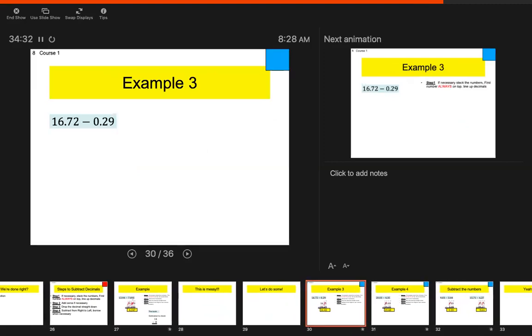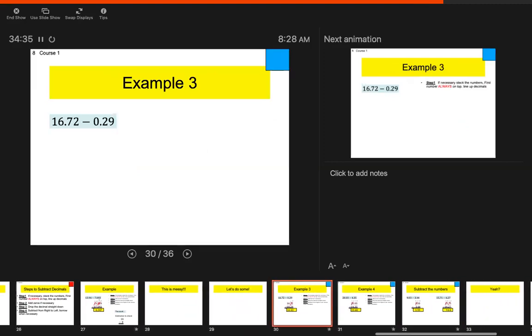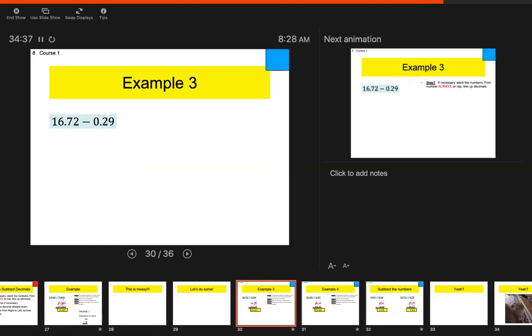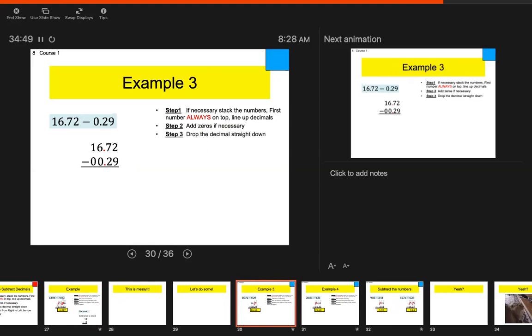Let's do one. All right, box 8. Here we go. Can I subtract this in any order I want? No. The first one must go on top. The second one, lining up decimal places, goes on the bottom. Add zeros if necessary. Drop your decimal straight down. I'm not moving the decimal place left or right at all for adding or subtracting.